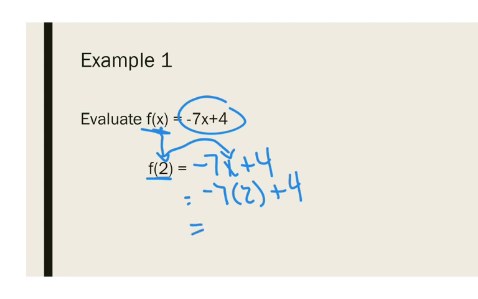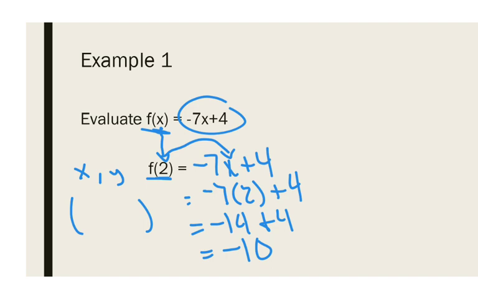So order of operations, we're going to multiply first. Negative 7 times 2 is negative 14 plus 4. Negative 14 plus 4 is negative 10. Then you're going to write your answer as an ordered pair. So remember, in an ordered pair, it's always x and then y. Well, x is the number that you filled in for your x, which was this 2. Y is whatever your answer was once you plugged in that 2, which is negative 10. So this is our final answer here, (2, negative 10).